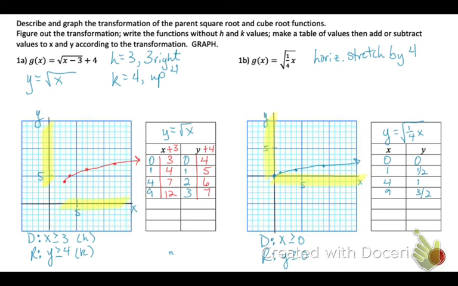All right, that concludes our part 1 notes. We're going to continue with some cube root function graphing and then just making some transformations with equations.